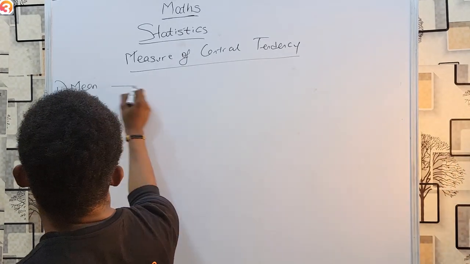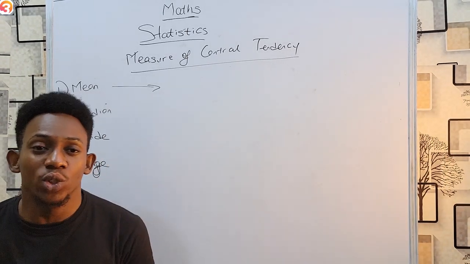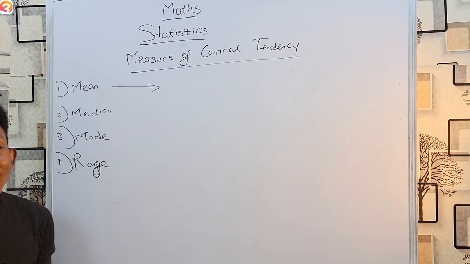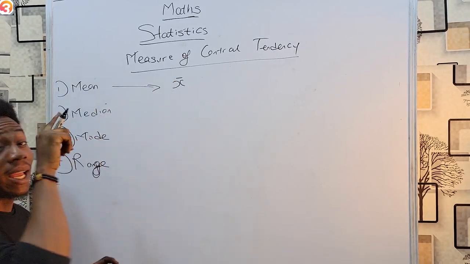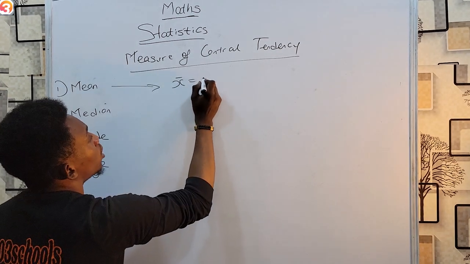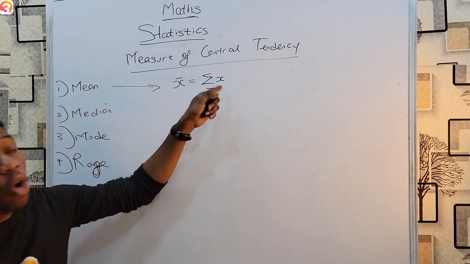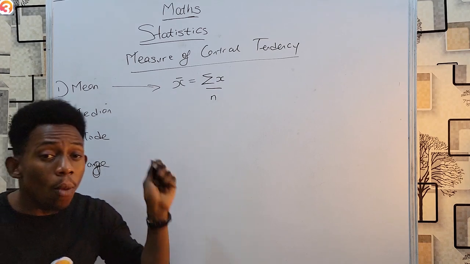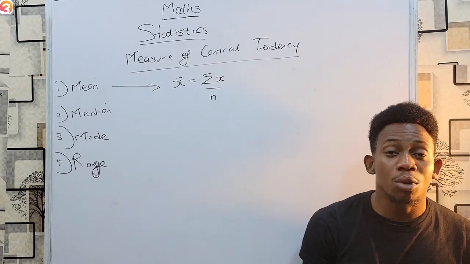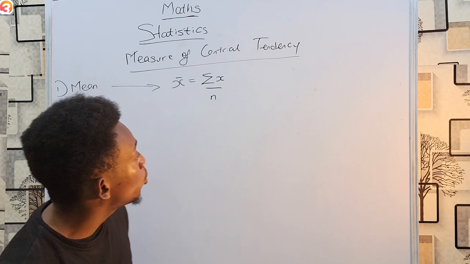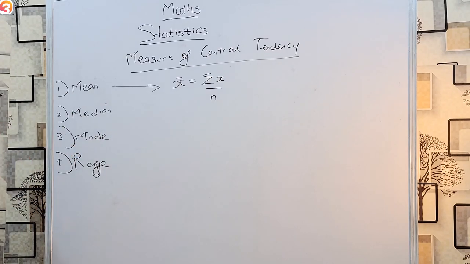Let's start and analyze them one by one. What's mean? The mean of a group of data simply refers to the average of those data. Quite simply, that's all mean has to do with: average. And it has a simple formula, which is our mean, represented by x-bar, equals the summation of x over n. That means the mean is the sum of all the different values divided by the number of values. Quite simply, add all your numbers together and divide by how many numbers you have. That will give you the mean.